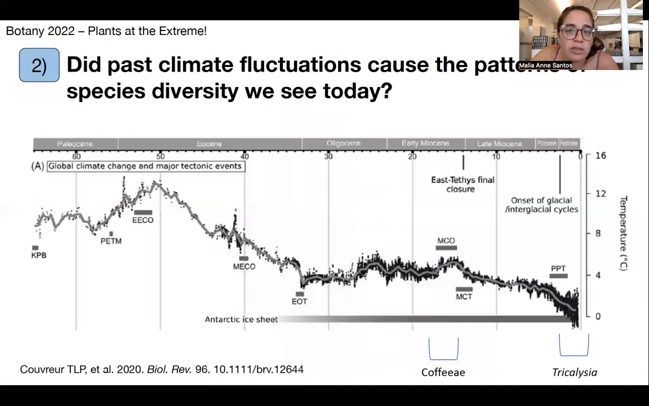And so this led us to ask, well, if it's not morphology, did past climatic fluctuations cause the patterns of species diversity that we see today? And so here's a graph of the global climate change and major tectonic events. I'm really just showing you this to indicate that things have changed. And here is where we think the coffee alliance originated, and here's where Tricalysia originated.